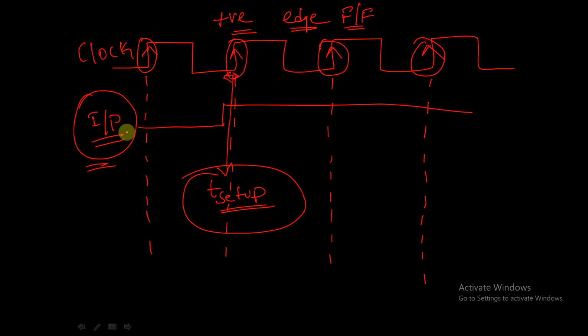So for this input to be recognized correctly by the flip flop, the input should be given before this time interval. What happens if we give it after this time interval? Let's say this is input 1 and this is input 2. What happens if we give this input after the time interval given by the flip flop, that is after this setup time? Then this input will not be recognized by our flip flop. So that's why we should give the input before this time interval, that is before the setup time only. I hope it is clear.